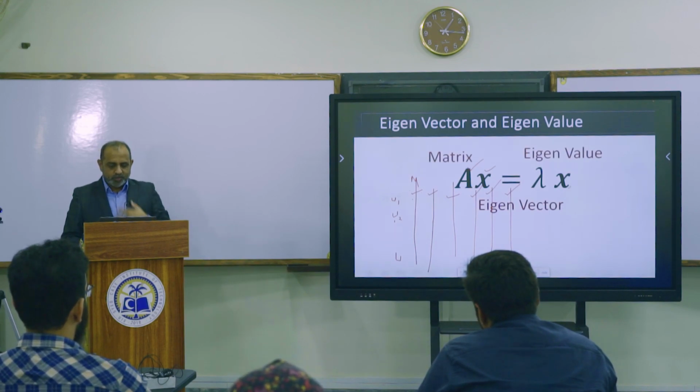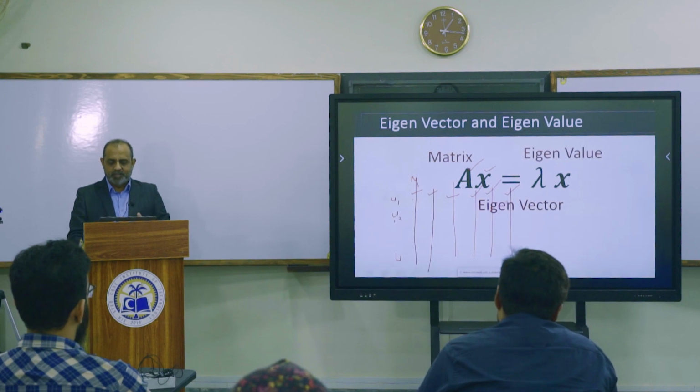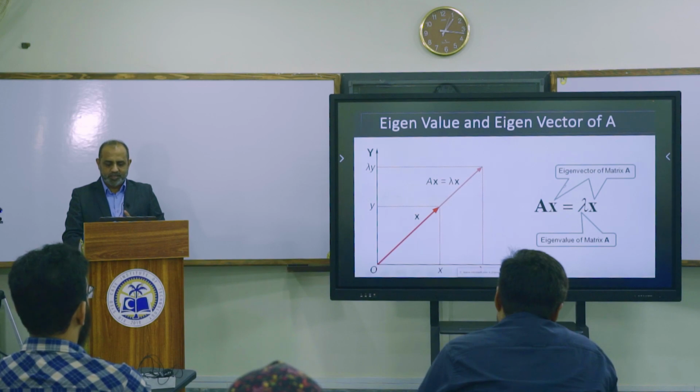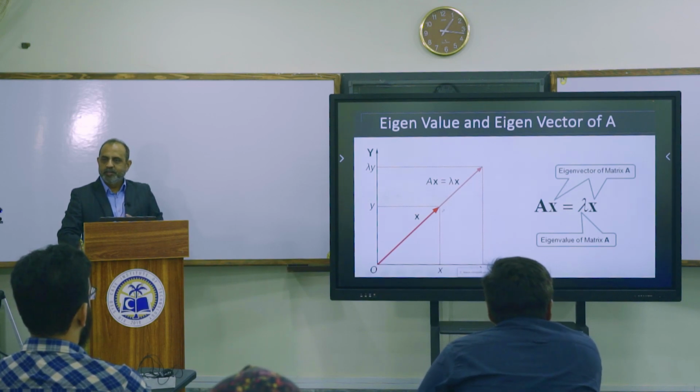So this is the matrix, which is our data, some representation of the data. This is called the eigenvector, this is called the eigenvalue. And here is the visualization: this is a vector and it remains in the same direction, and only changes the magnitude after multiplying with A.